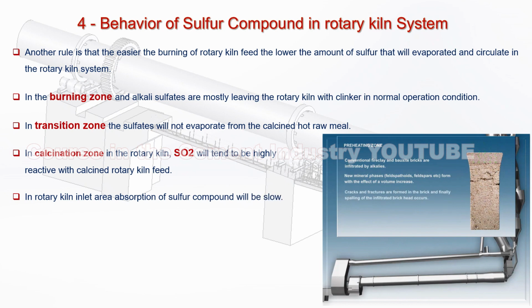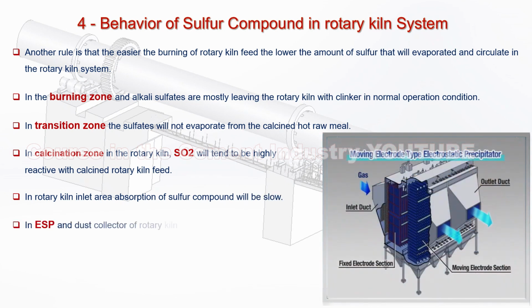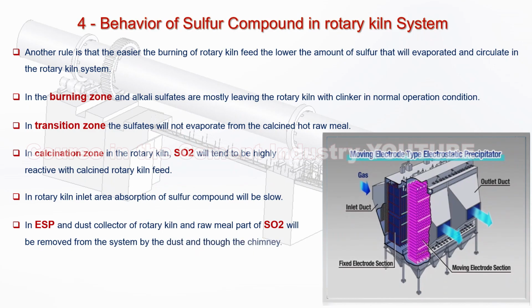15. In electrostatic precipitator and dust collector of rotary kiln, and rawmill, part of SO₂ will be removed from the system by the dust and through the chimney.